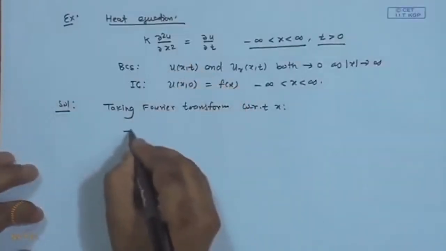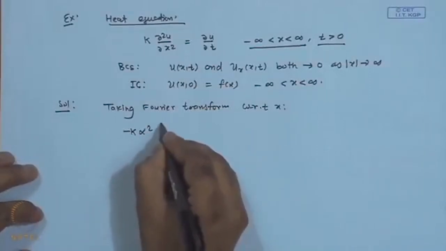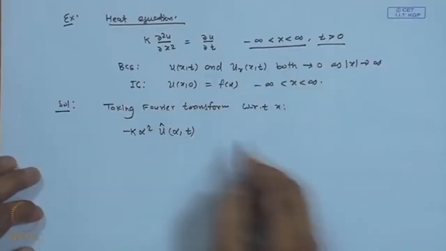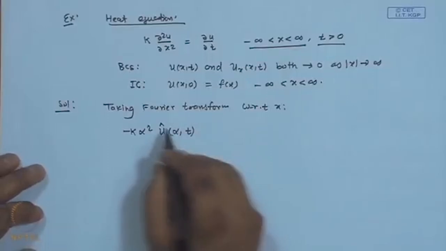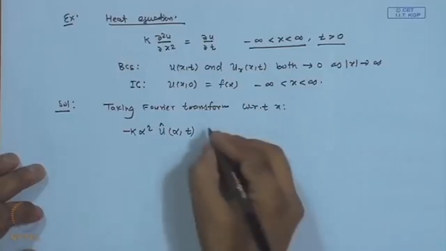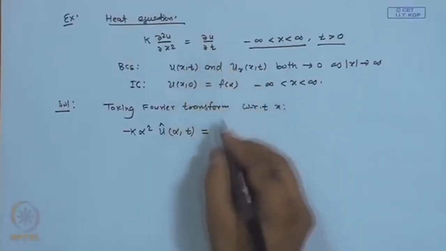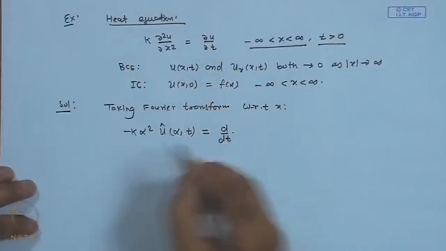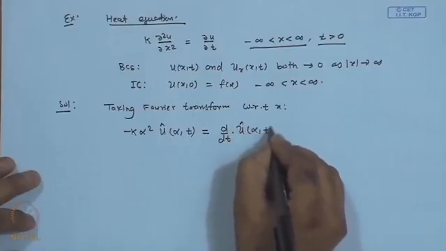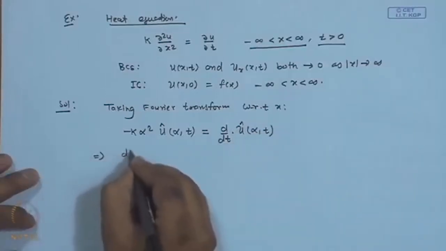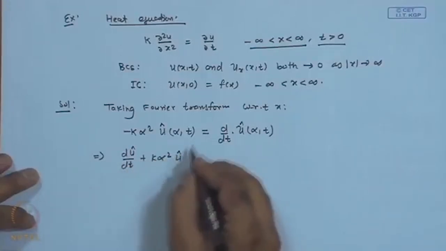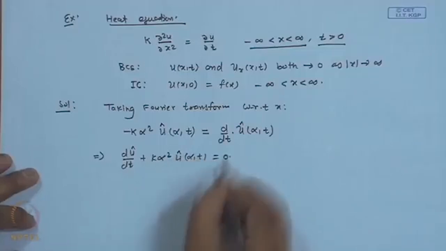So, we have minus k alpha square and the Fourier transform, which I will denote by a hat, with alpha, and t will remain as it is, because we have taken the transform with respect to x. So x is replaced by alpha, and on the right hand side d over dt will remain as it is, and the Fourier transform of u will be u hat of alpha, t. So, what we get is d u hat over dt plus k alpha square u hat of alpha, t equals 0.